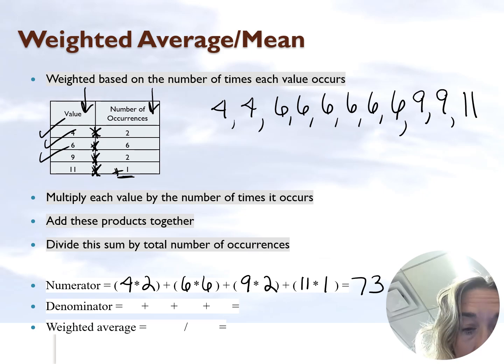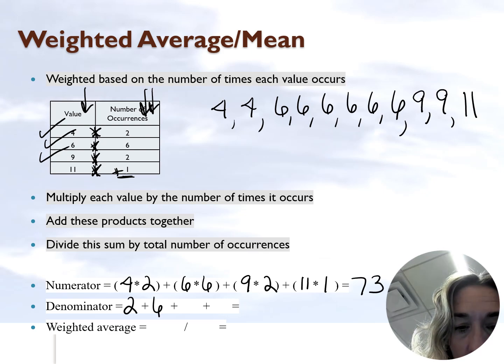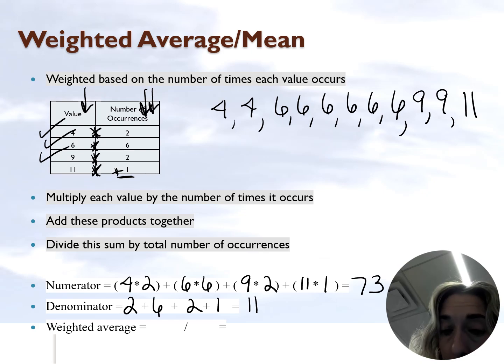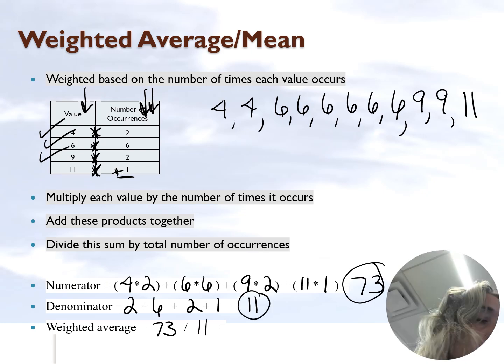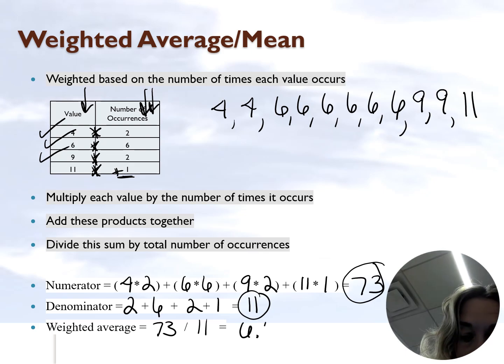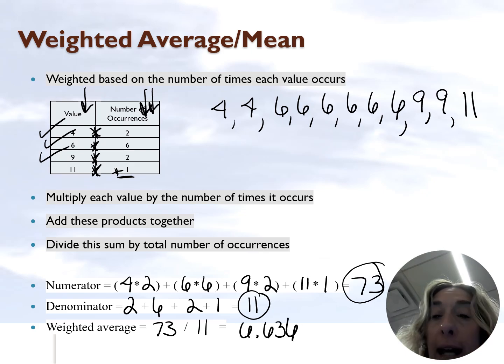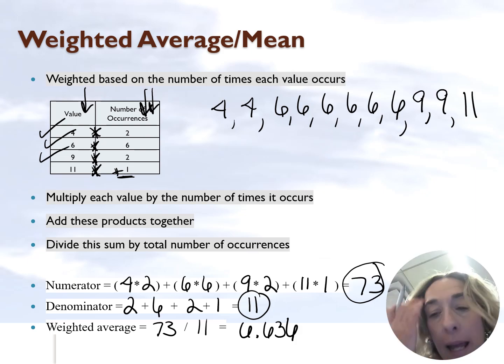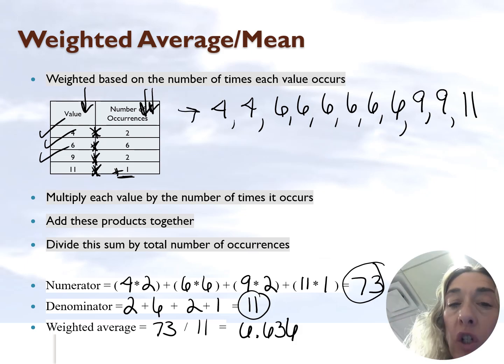So if I add 2 plus 6, so I'm adding the numbers in the second column, 2 plus 6 plus 2 plus 1, I get 11. Okay, and then to get my weighted average, I simply take the 73, which comprises my numerator, divide by 11, which comprises my denominator, and I come out with a weighted average of 6.636. However, I would get the same result by calculating the average as usual.